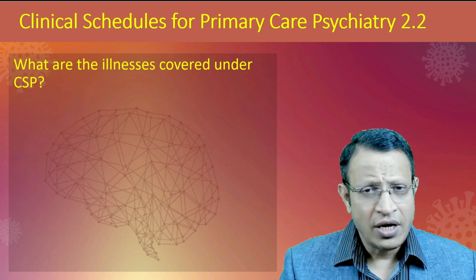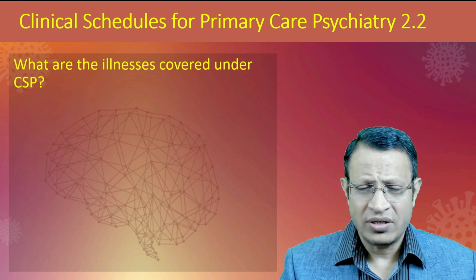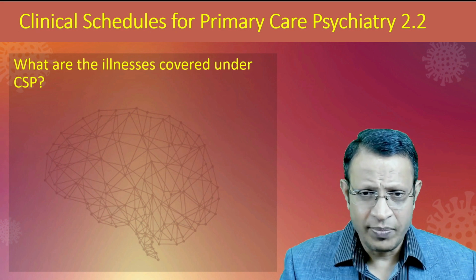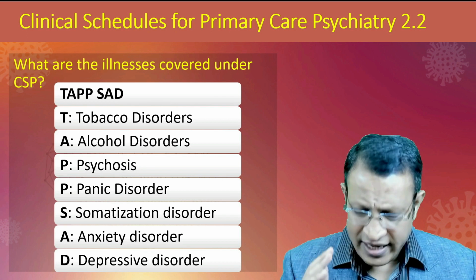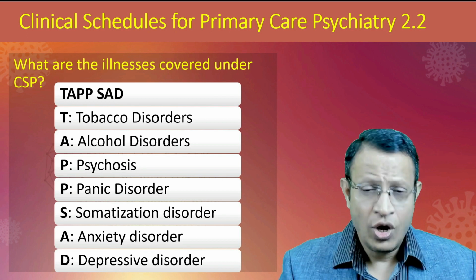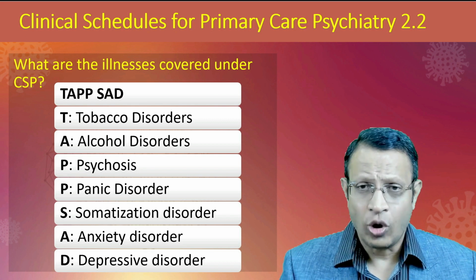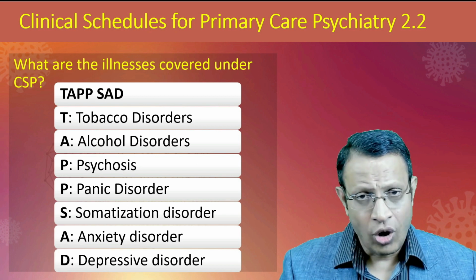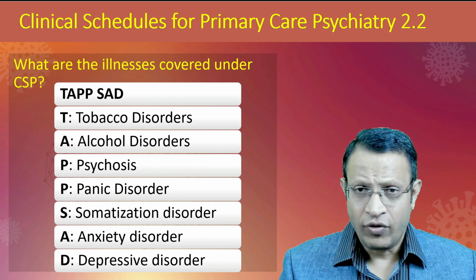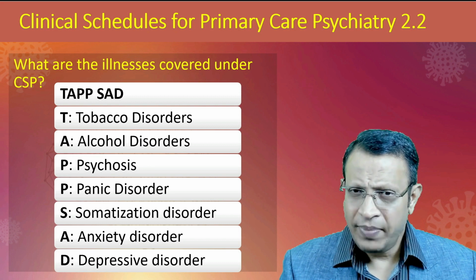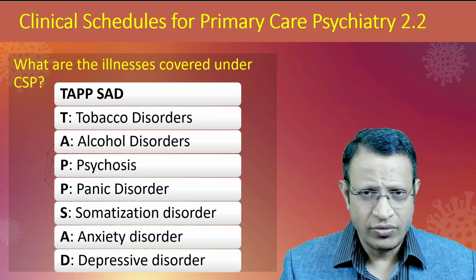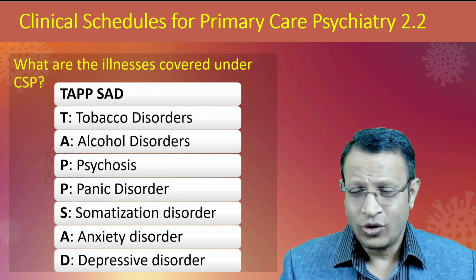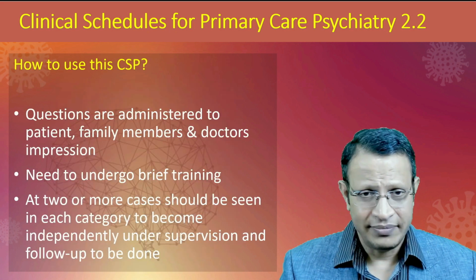Now the question is, what are those common mental disorders covered under the clinical schedule for primary care psychiatry? It can be easily recognized as TAP-SAD. What is this TAP? T for tobacco disorder, A for alcohol disorder, P for psychosis, P for panic disorder, S for somatization, A for anxiety disorder, D for depressive disorder. In simple words, you can remember it as TAP SAD.